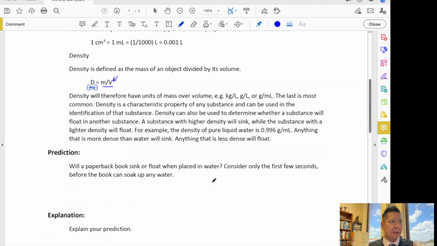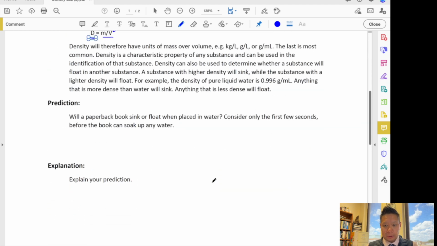So what is the point of this particular lab? So you know how when we were talking about the scientific method, when you do the scientific method, you have to formulate some kind of question.